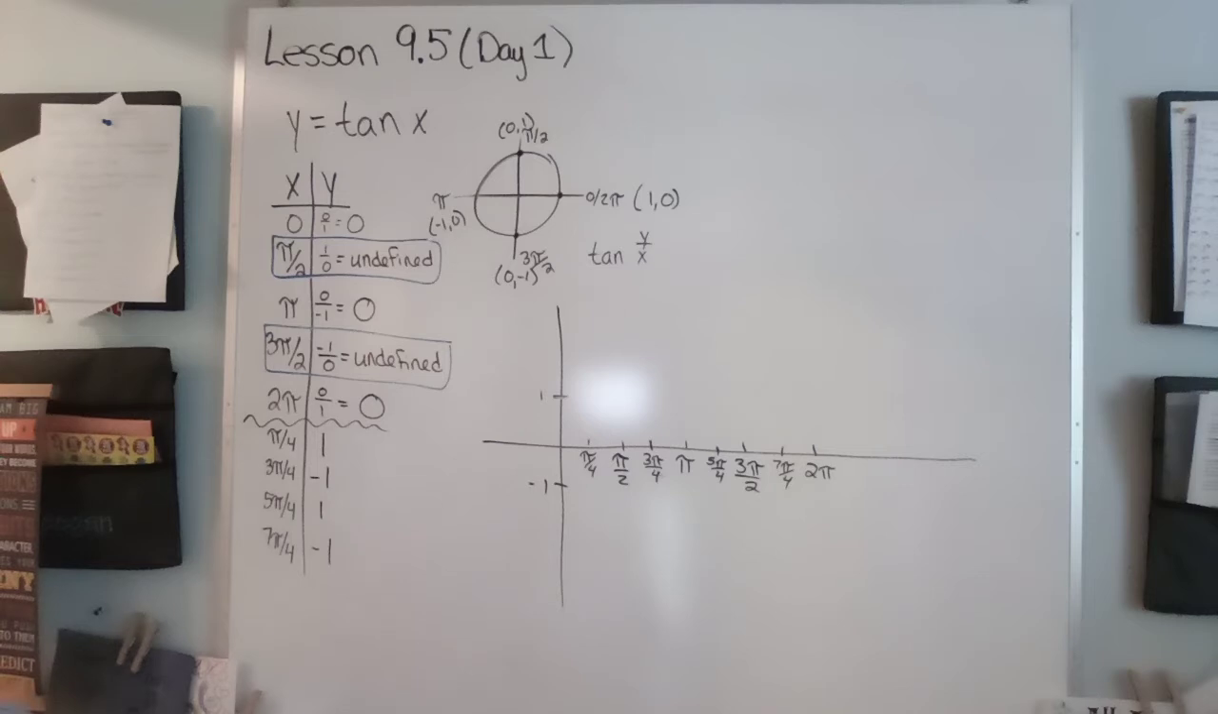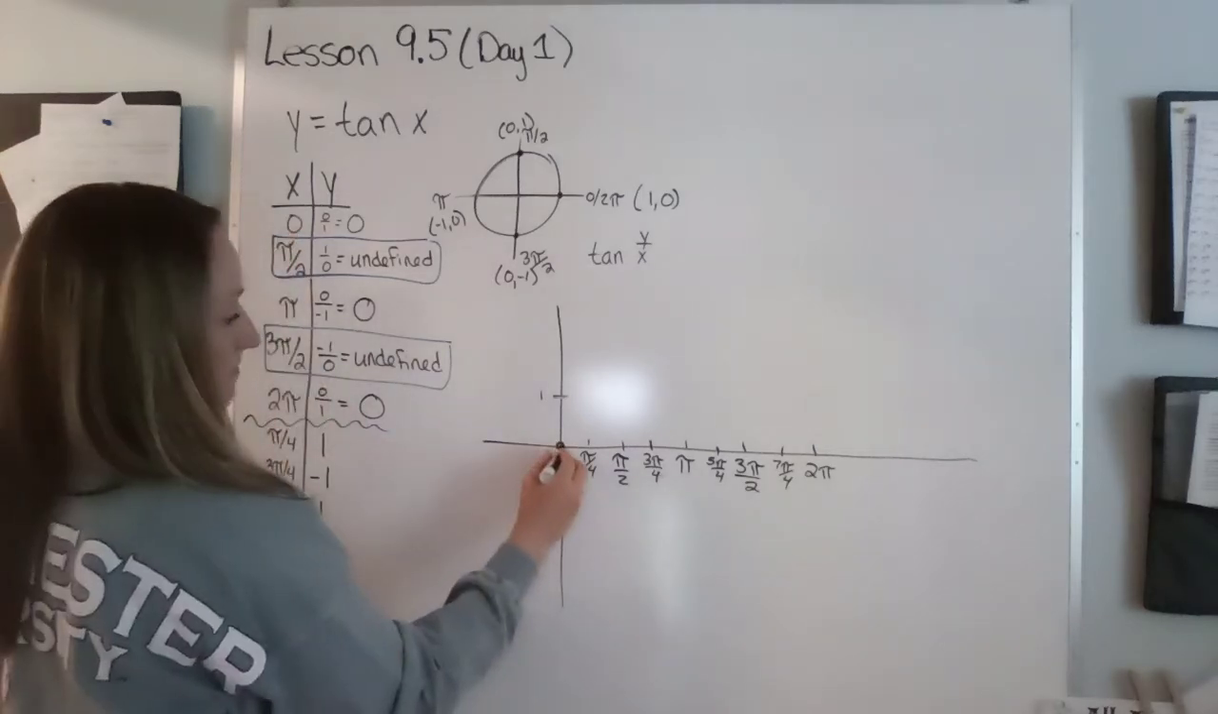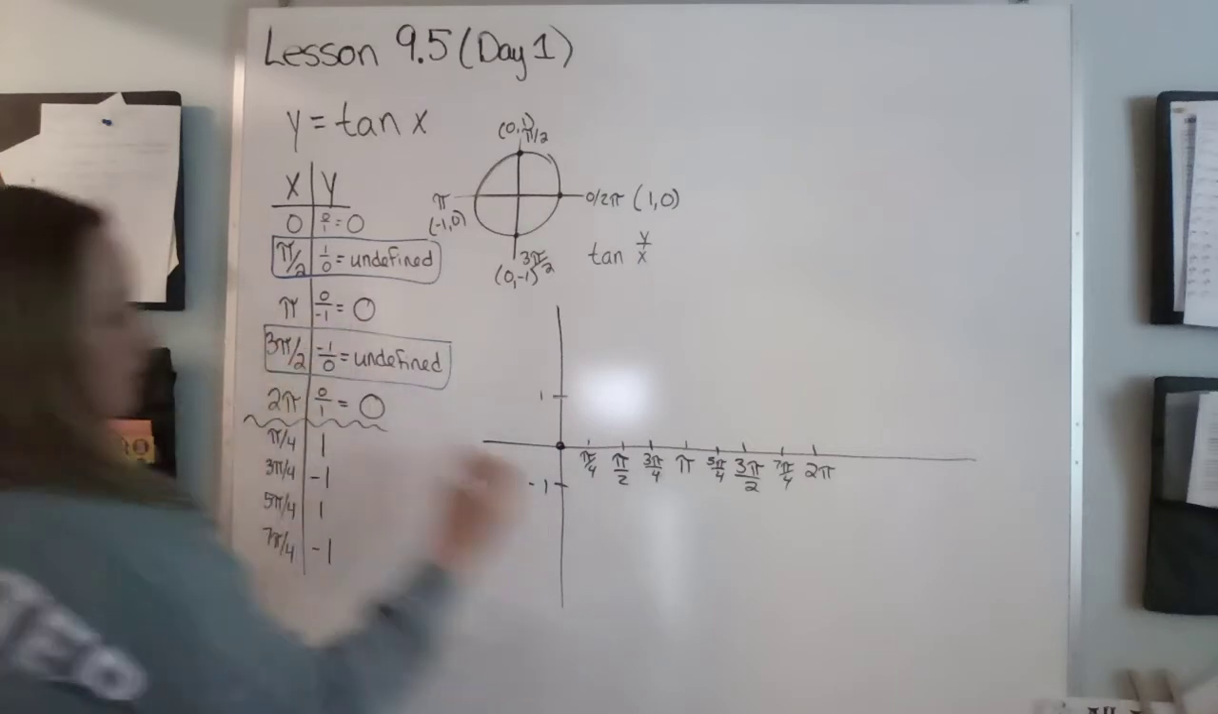All right, now I have everything I need to graph. All right, 0, 0, I plot a point. Pi, 0, I plot a point.